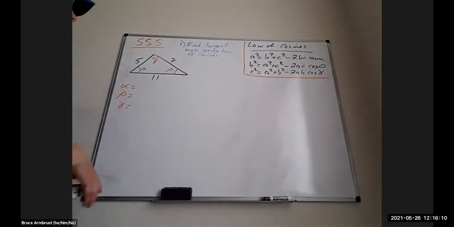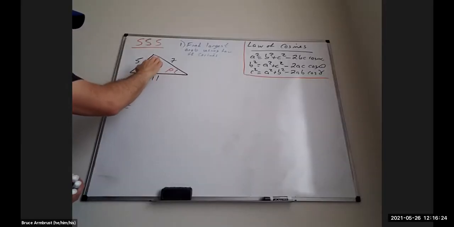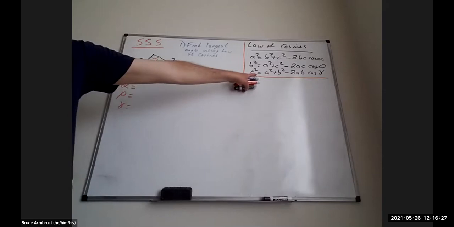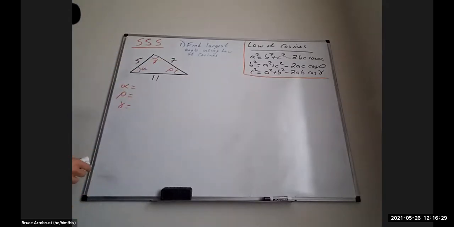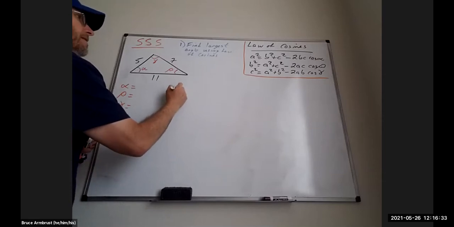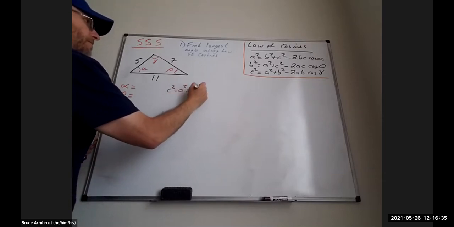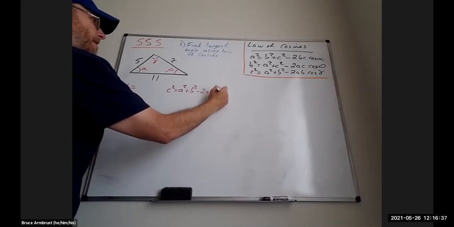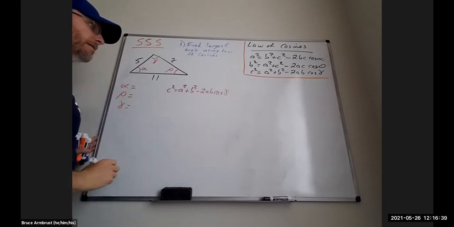All right, so which of these is going to be biggest? Alpha, beta, or gamma? Gamma. It's going to be gamma because it's opposite the longest side. So find the longest side, go opposite it. So we're going to find gamma, using the third form of the law of cosines. We've got c squared equals a squared plus b squared minus 2ab cosine of gamma.